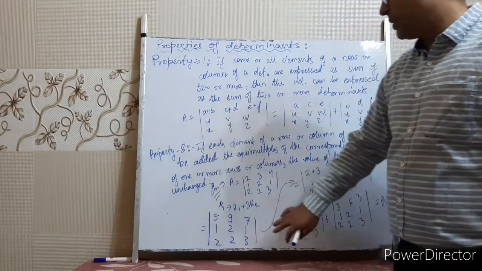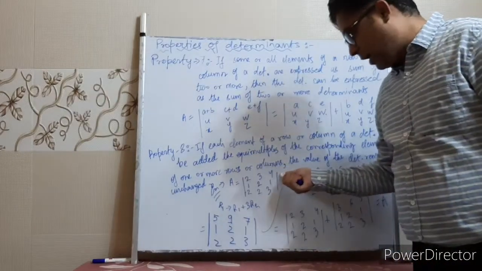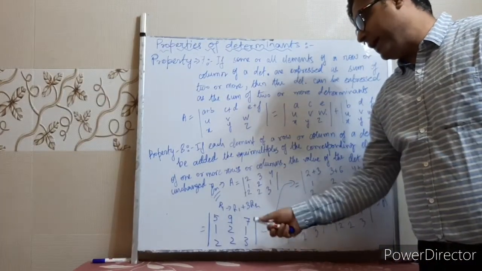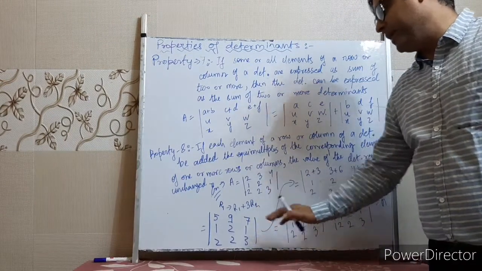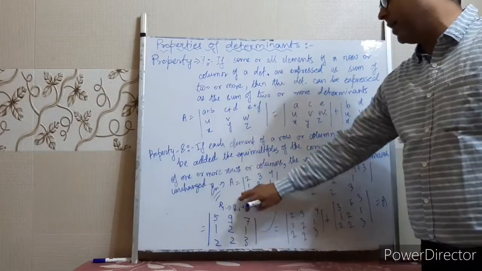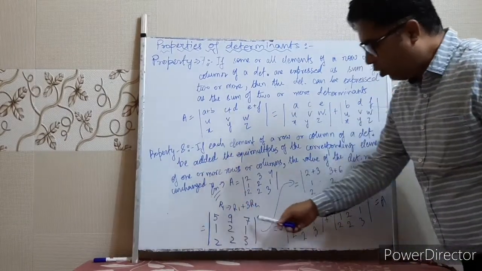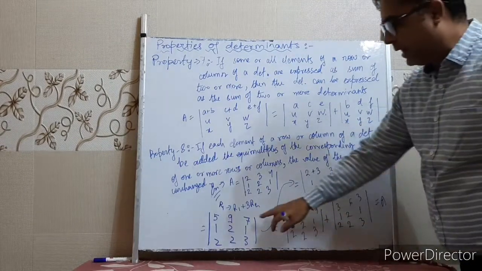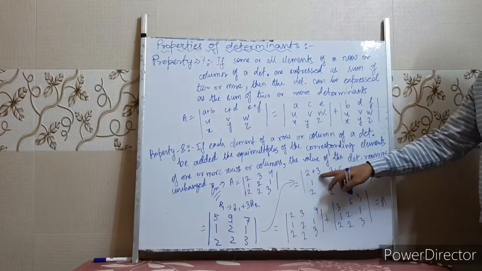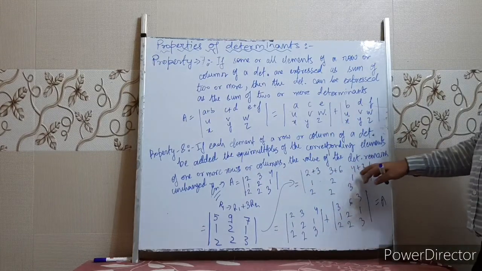So the property says the value remains unchanged. That means the value of this determinant and the value after adding the scalar multiple will remain the same. Now we will solve this determinant and see whether we get the same determinant again or not. You can see that the elements of the first row can be written as 5 as 2 plus 3, 9 as 3 plus 6, and 7 as 4 plus 3.